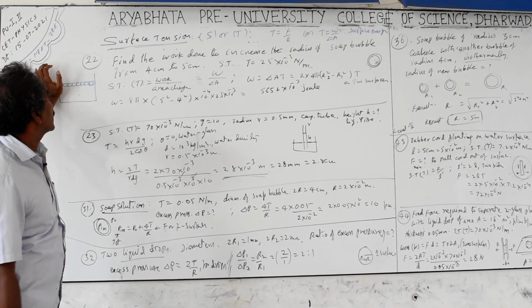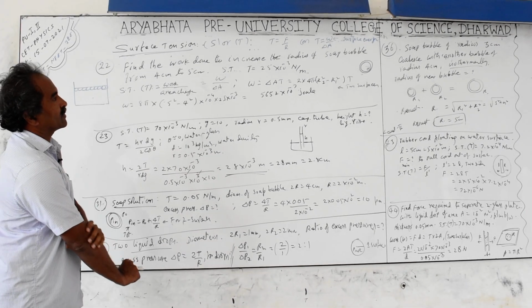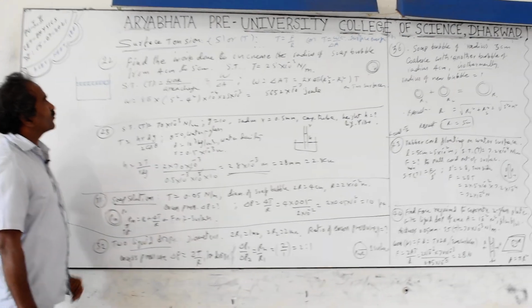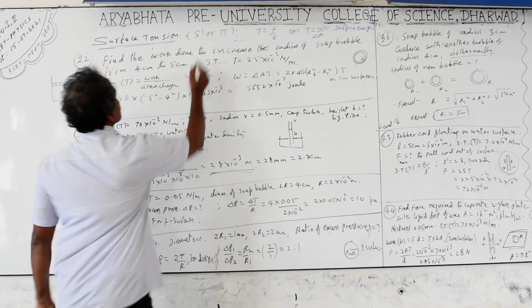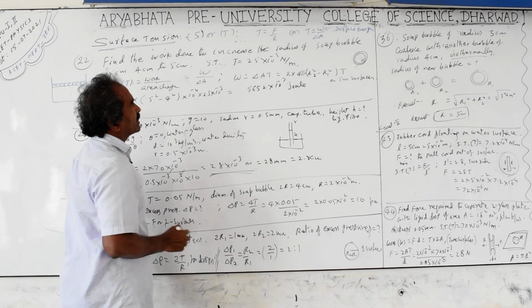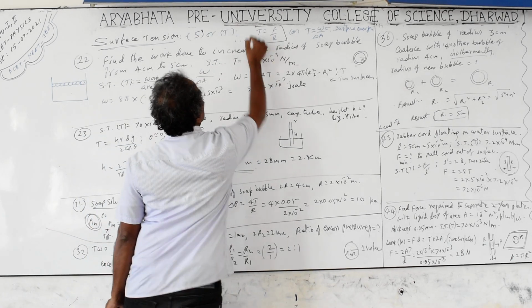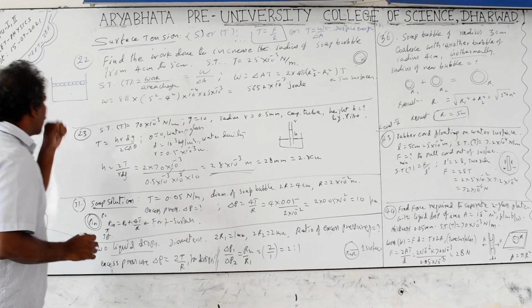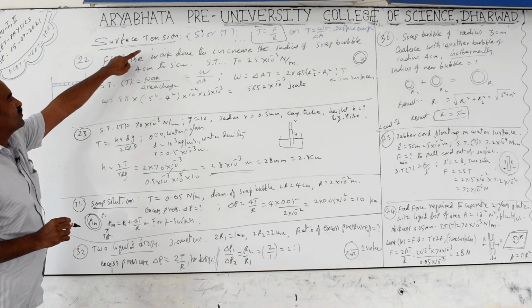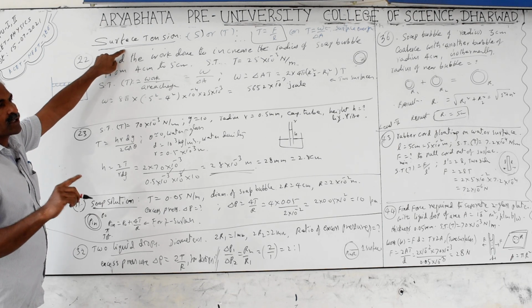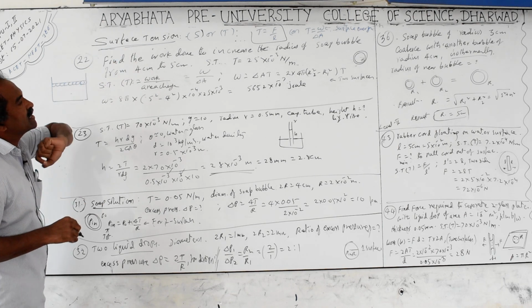Hello students, the next part of this topic, the mechanical properties of fluids, is surface tension, but I am discussing this as a separate topic. Surface tension is defined as the force acting per unit length on the surface of the liquid. As the name indicates, tension is force. Force on the liquid molecules on the surface of the liquid is called surface tension.